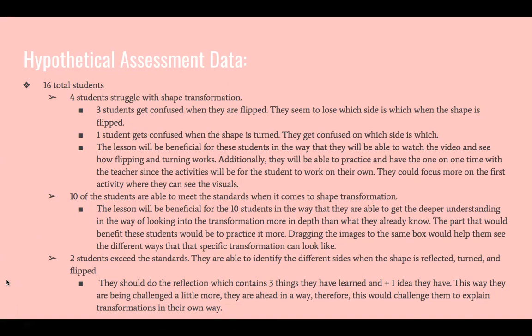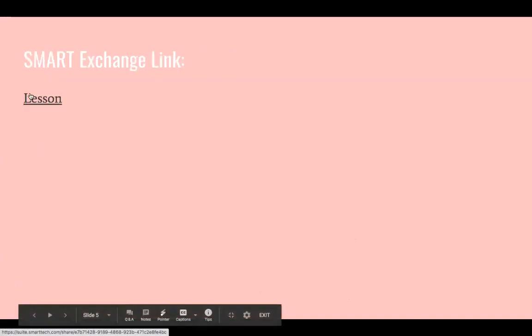And then we had 2 students that exceeded the standards. So for those students, they should do the reflection, which contains 3 things they have learned plus 1 idea they have. This will show the teacher how well they know the concepts and how more we can help them, since they're exceeding the standards. This is the lesson.